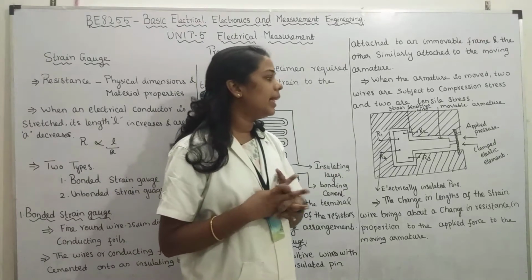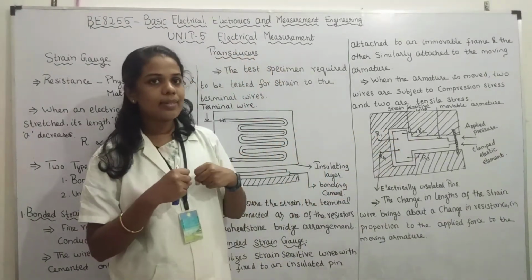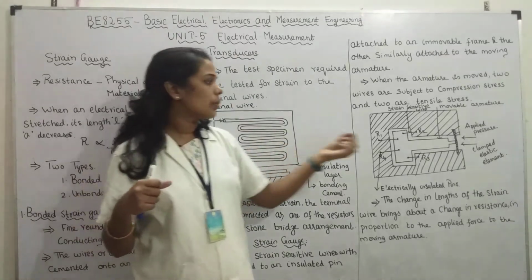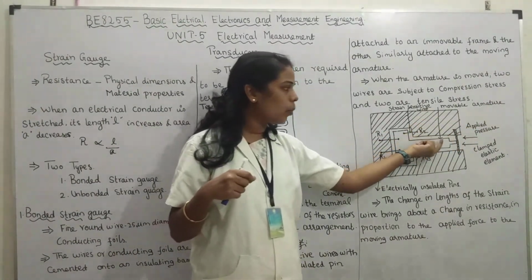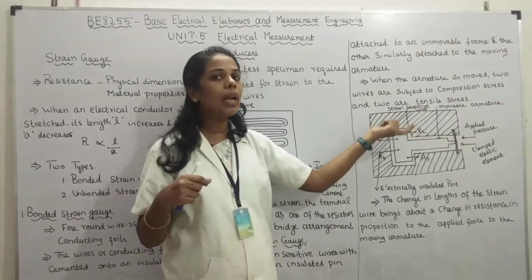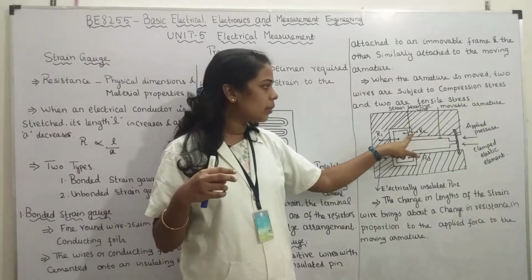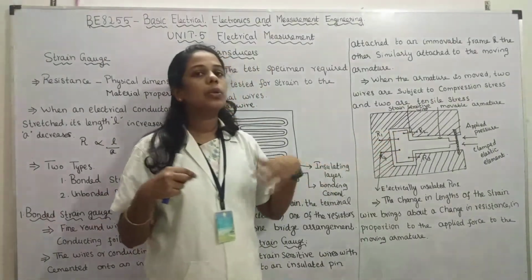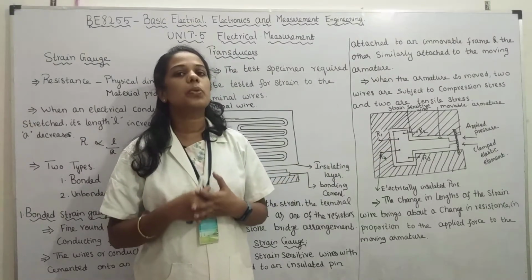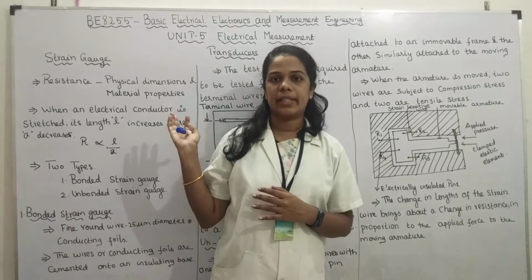When this armature is moved, this wire is stretched. When we apply the pressure, the armature is moved, so the length of the wire is stretched. To measure the resistance we use the Wheatstone bridge. So this is the strain gauge.